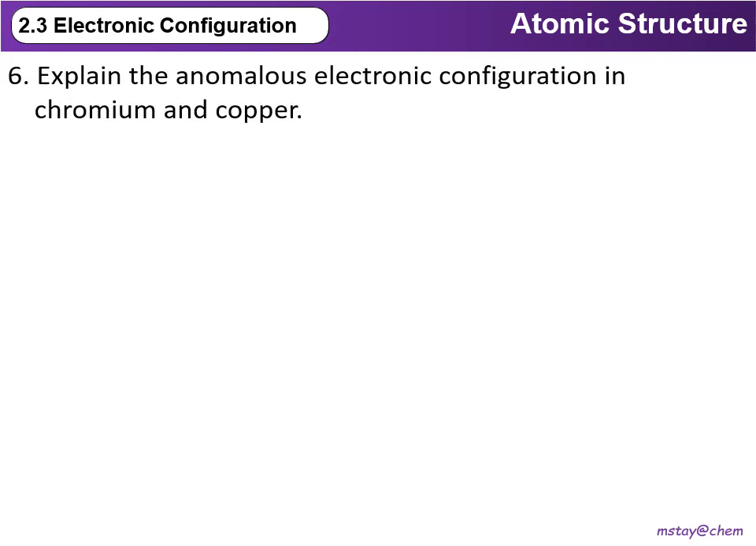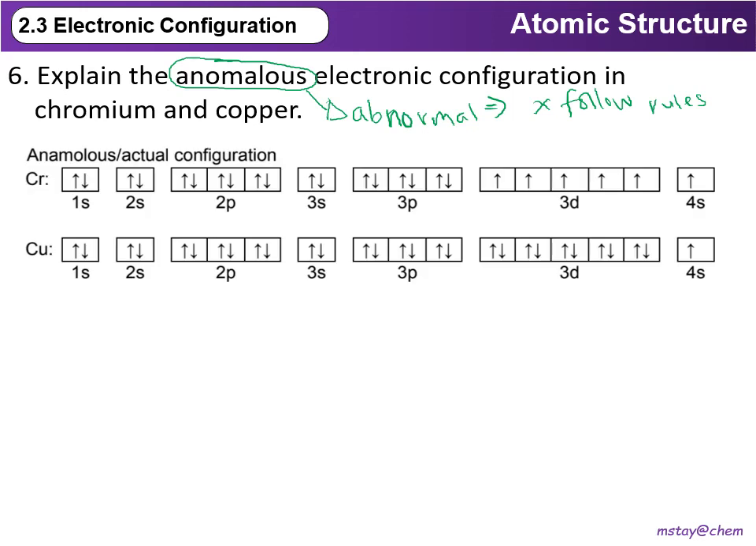Explain the anomalous electronic configuration in chromium and also copper. So an anomalous case we consider as an abnormal case. Abnormal means that they don't follow the rules or the principle. So we have two examples: one is chromium and another one is copper.